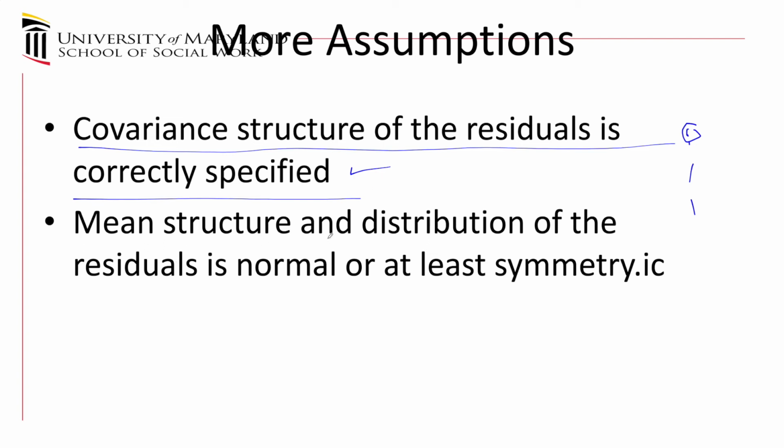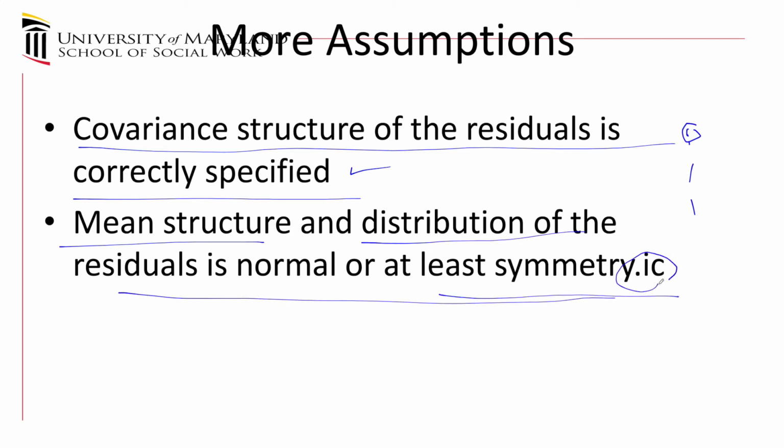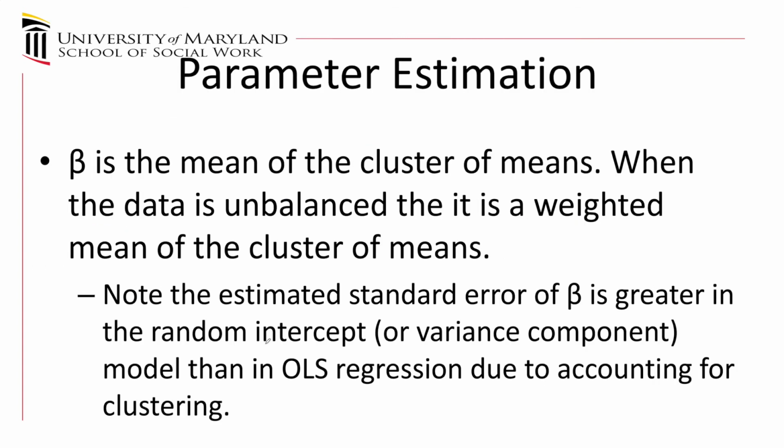The mean structure is correctly specified, that means that we've got the right covariates in the model and they're specified correctly. The distribution of the residuals is normal, or at least symmetric is really what you're looking for. And then one more that I really should have here is the linearity assumption. We are making very strong linear assumptions, and there's some difficulty in making those interpretations accurately.